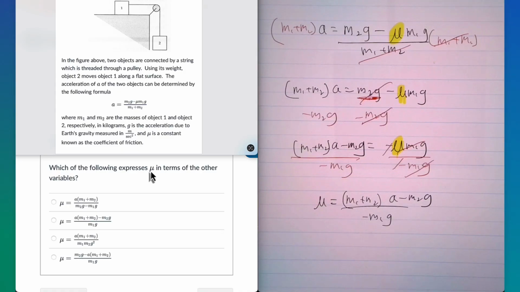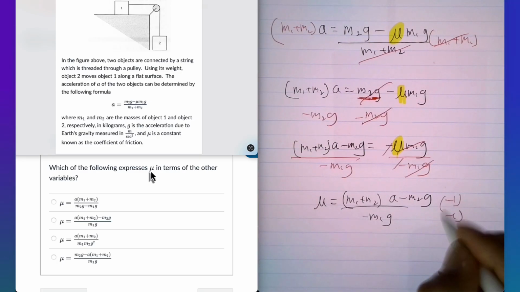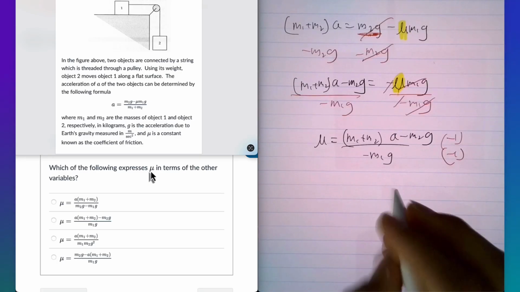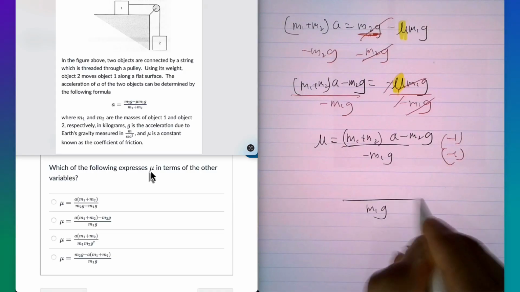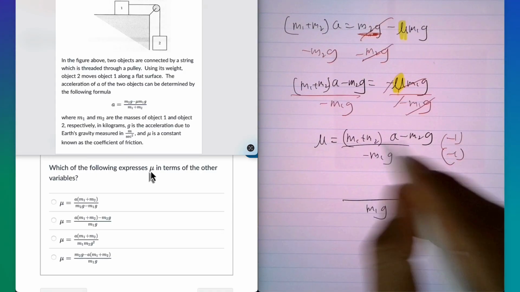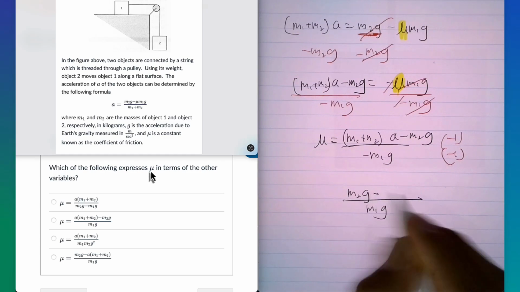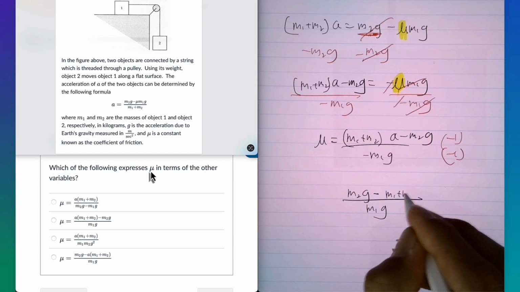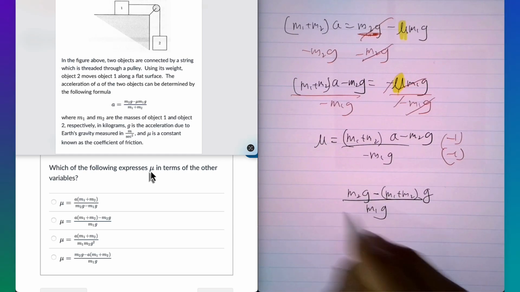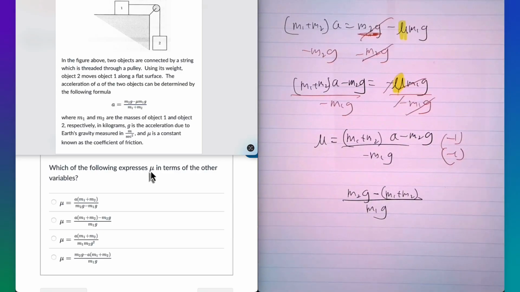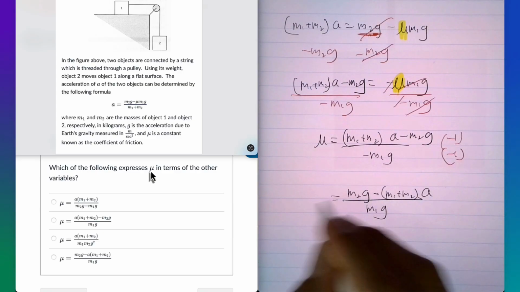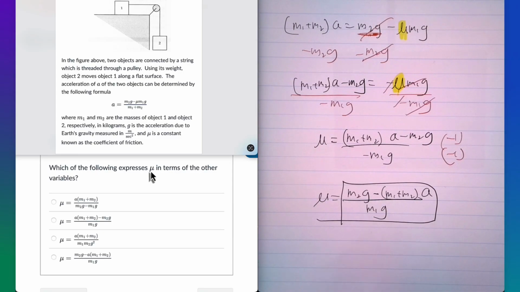But if you look at the answer choices, they all have positive m1g. So when I multiply negative one top and bottom, I'm gonna keep the bottom positive m1g, and on the top, when you distribute the negative to each term, the negative makes it plus. And this is what you get. Oh, that's not right. We need a here. So this is what you get.